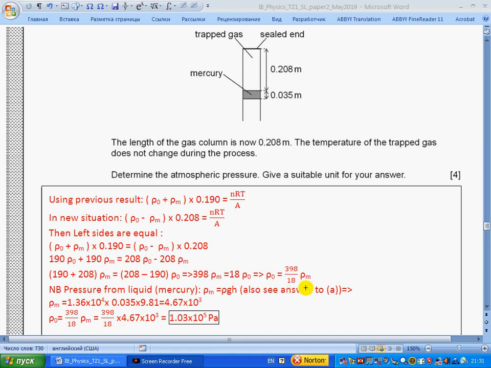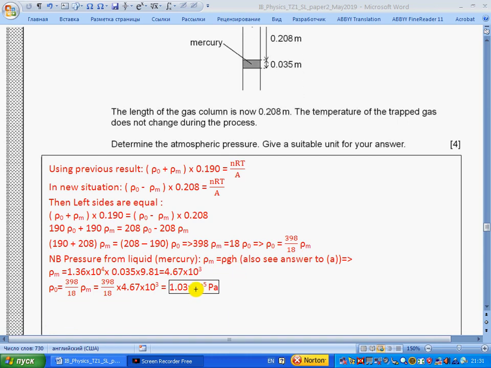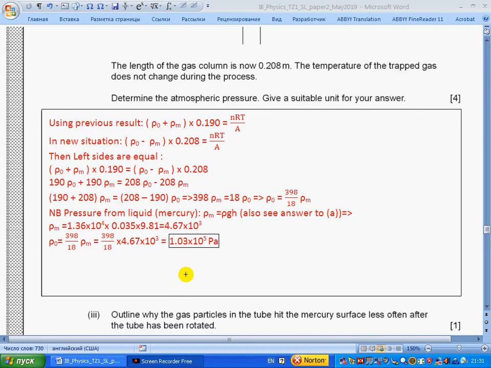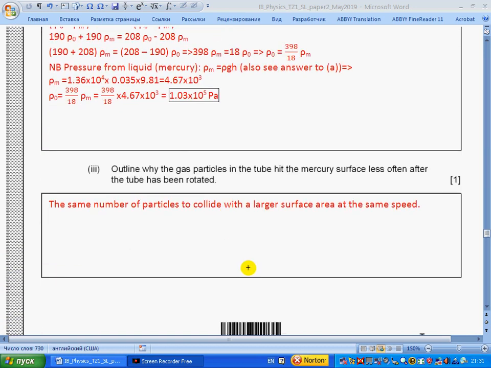Now we need the pressure of the mercury, but in the previous question we did use the formula rho g h, so we will use this formula. So we get the pressure of the mercury, and then we can calculate the atmospheric pressure. We get something like 1.03, to 3 significant figures, times 10 to the 5 pascals. So this is a reasonable atmospheric pressure.